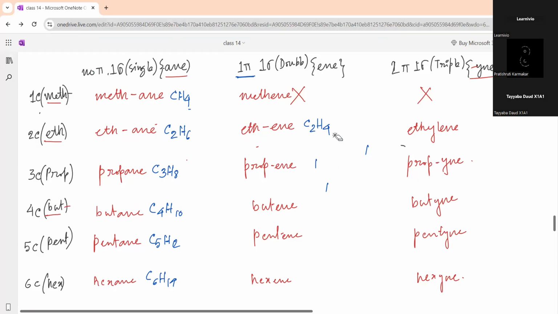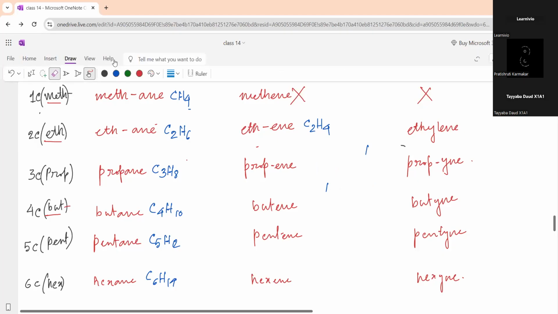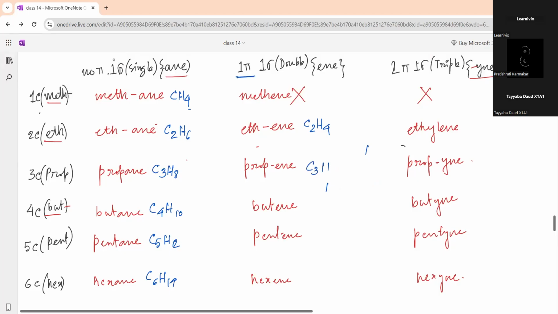Then for propene, it should be C3H6. Then butene will be C4H8, pentene C5H10, and hexene C6H12. Now coming to ethyne, what will be the formula for this?